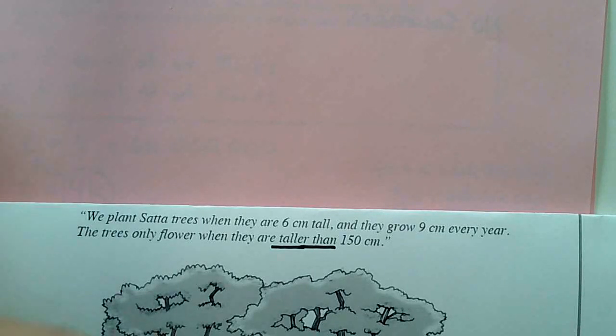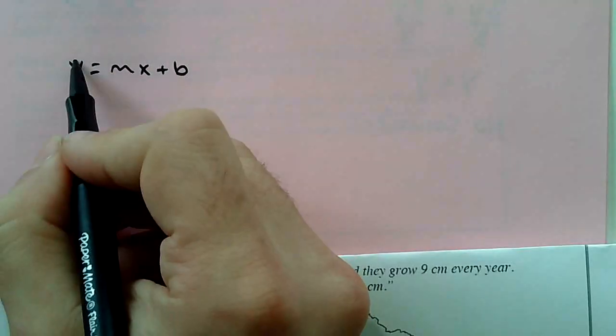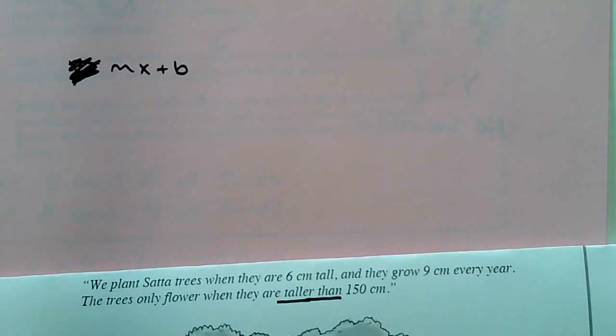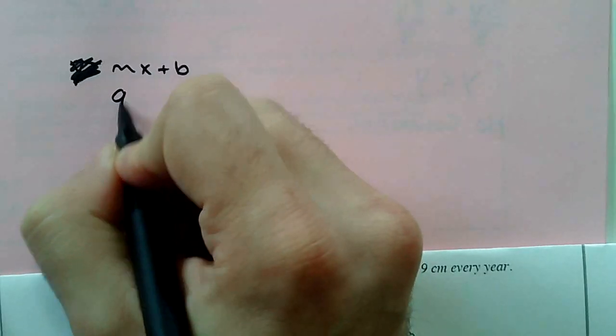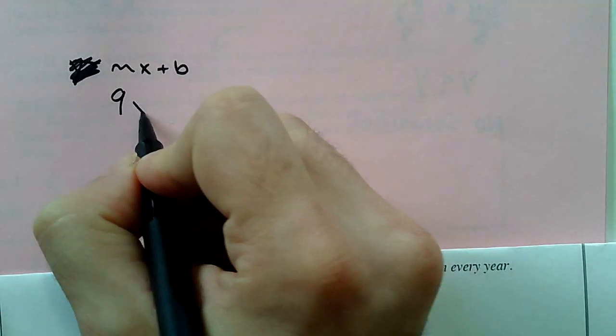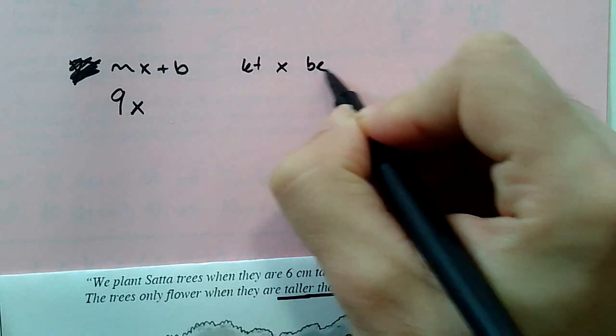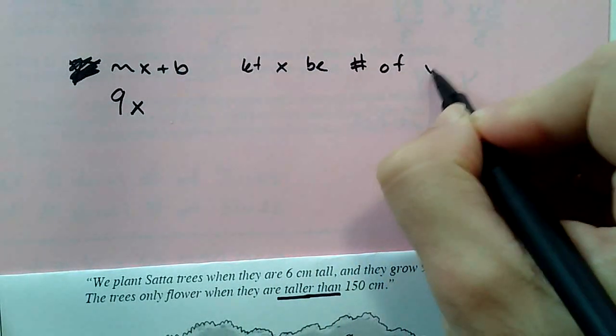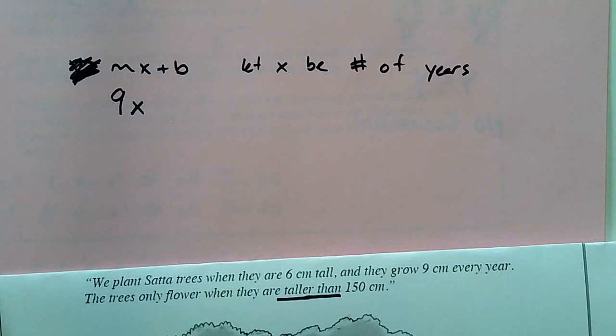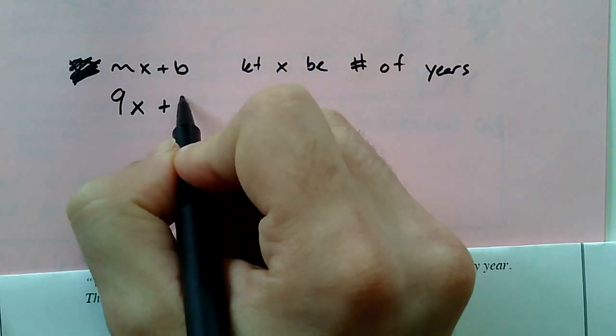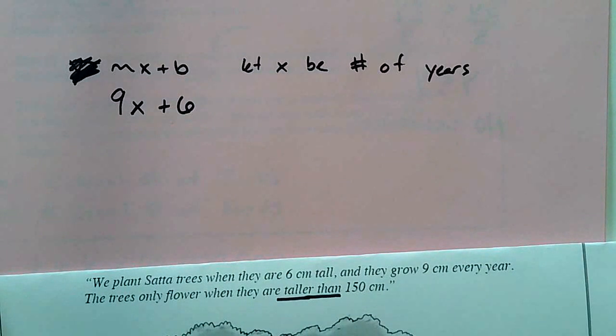So our growth, we're thinking linear, right? So y equals mx plus b. We don't need this part, we're just focused on the linear part, mx plus b. We have 9 centimeters of growth, that's our slope per year. We really should have defined that, so let x be the number of years. And they start with an initial height of 6. That's a B.